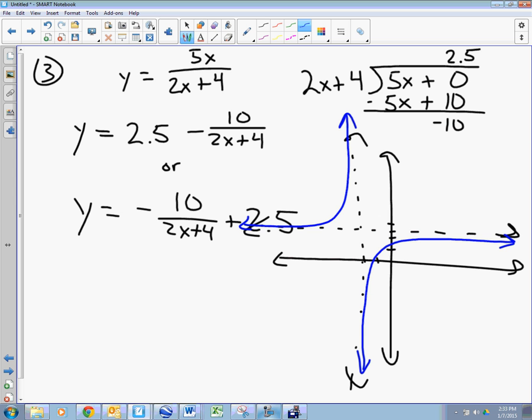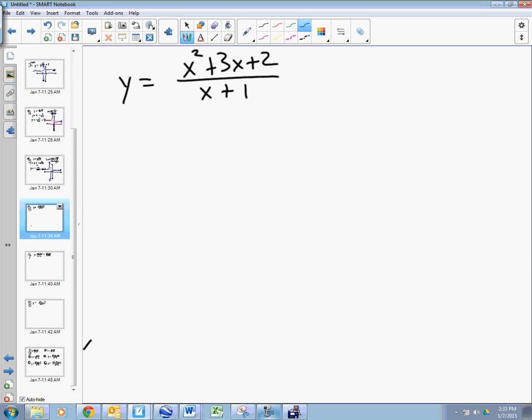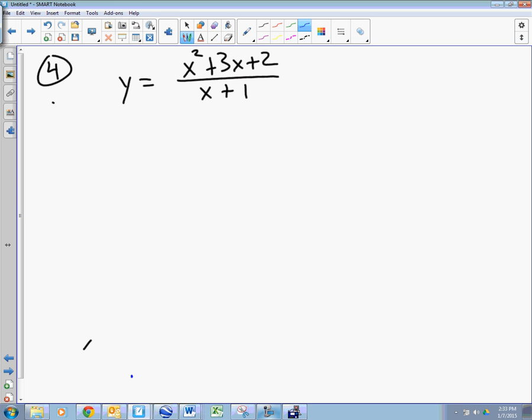And you say, oh, big deal, I learned how to divide. What about the next one? What's different about this one? It's an x squared. Okay, so now you have a higher degree polynomial on top, and we haven't talked about that yet. What if you have a higher degree on top? What if you have a higher degree on bottom? Those are things to think about.